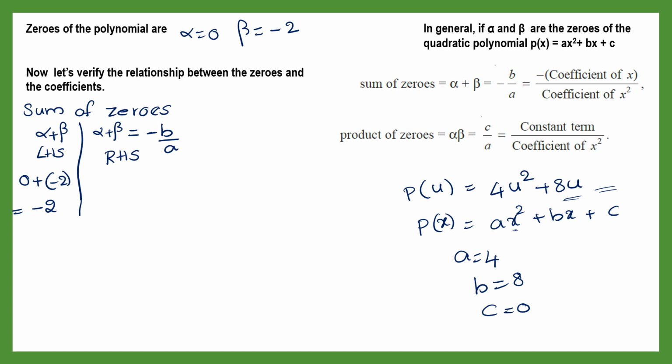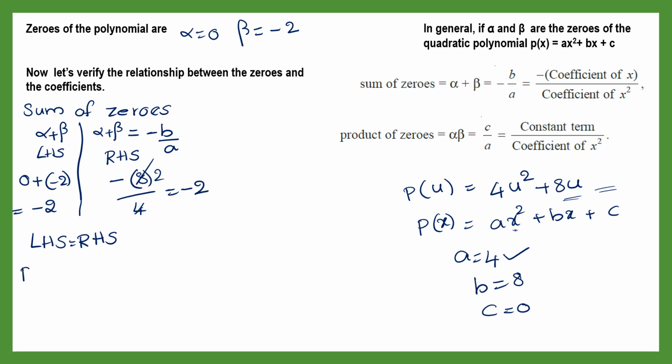Minus b by a. B is what? 8 by a is what? 4. 4 ones 4, 4 twos 8, so RHS you got minus 2, so LHS is equal to RHS. So sum of the zeros is verified using both methods.